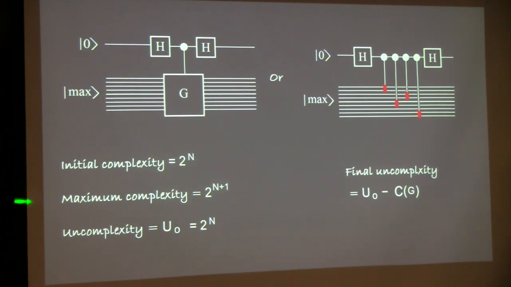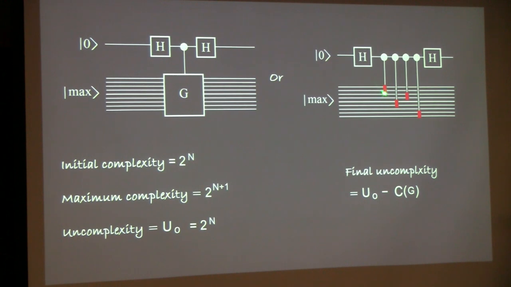Okay, what's the initial complexity? 2 to the n. What's the maximal complexity? 2 to the n plus 1. What's the uncomplexity to begin with? 2 to the n. After you do this, you can calculate what happens, and you can calculate the final uncomplexity. It is the initial uncomplexity less the complexity of G. So what this is saying is that the more complex G is, the more you use up your resource. You're using your resource to do computational work, and you can think of each one of these as a little pull on the rope, which pulls up a weight, if you like. I mean, it's not that, but it's analogous to that.